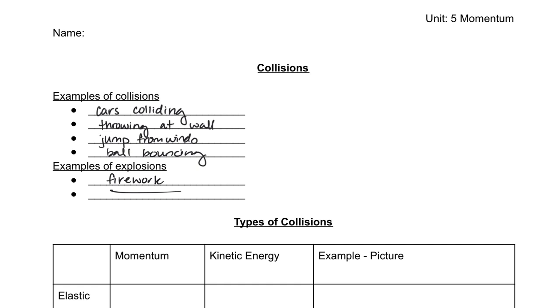Okay, so let's go on to types of collisions. So what I want to show you right now is, there are 4 types of collisions. One thing about this is that an elastic collision and a perfectly elastic collision are going to be the same. So the thing about an elastic collision, that's going to be when something bounces off of each other.